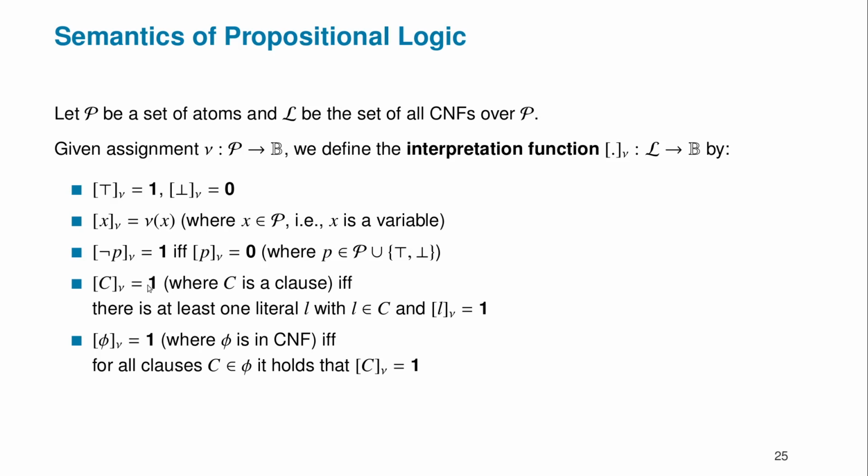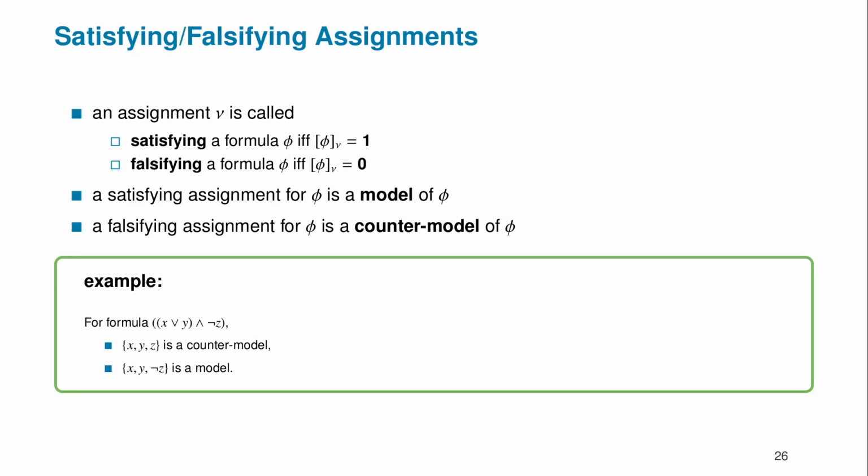Then we need the interpretation of a clause. A clause is true if and only if there is at least one literal in this clause such that this literal evaluates to true. And finally, a formula in CNF is true if and only if all clauses of this formula evaluate to true under the assignment. So we, in principle, have just written up in a compact way the thing we introduced with the truth table before. And here is some more terminology.